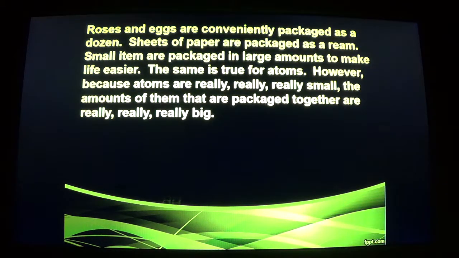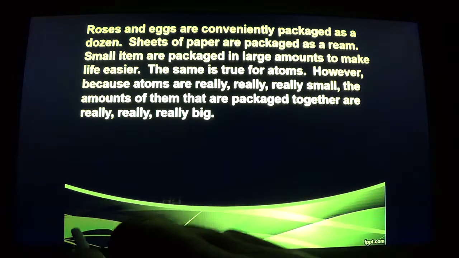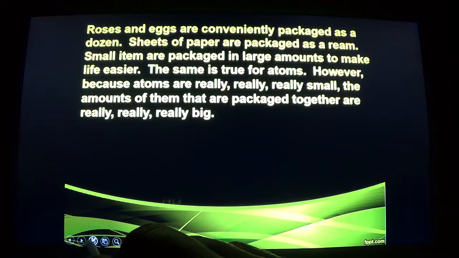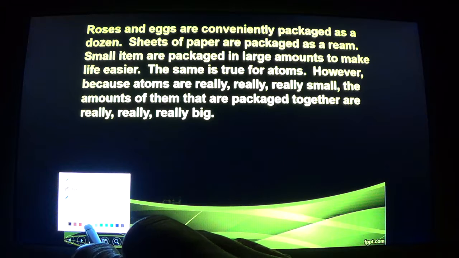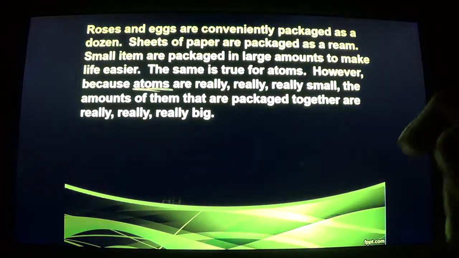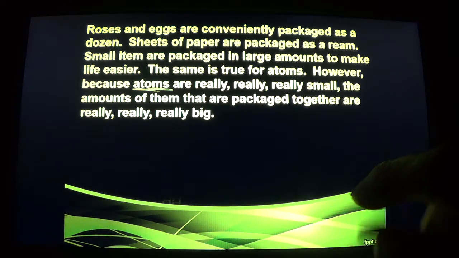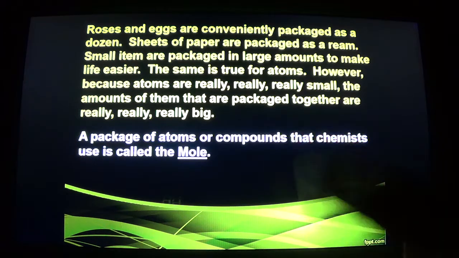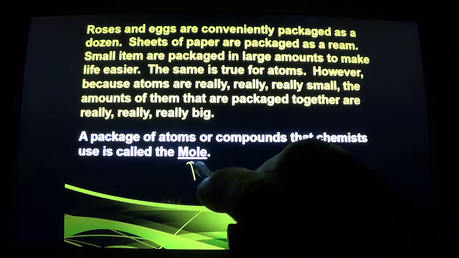that because I want to draw a similarity to things like a dozen. If I say a dozen, you automatically think 12. If I say a ream of paper, you automatically think 500 sheets. Well, we have such a thing in chemistry. This thing in chemistry is what we use for atoms, compounds, molecules. And I'll get to what amount it is, but I want to let you know this thing is called the mole. M-O-L-E.